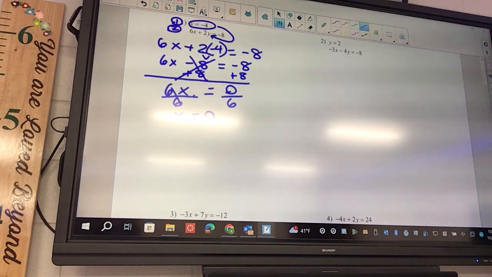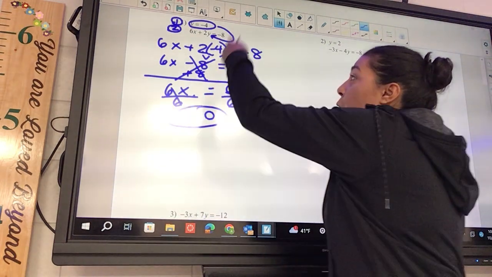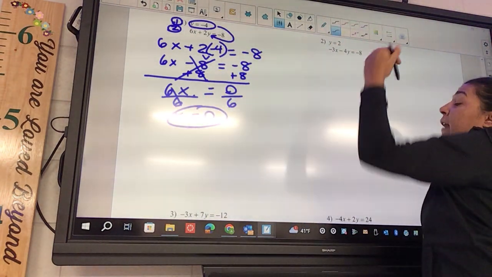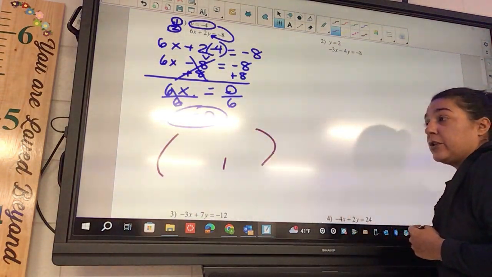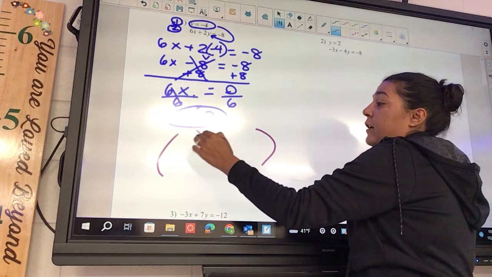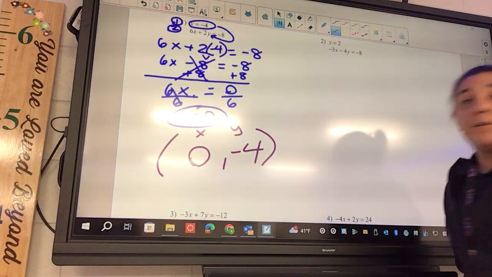But we already know y goes by what? -4. Okay, so both of our things are solved, and our last step is always going to be to write this as a coordinate. And which one comes first? X. Okay, it goes x comma y. So it goes 0 and -4.